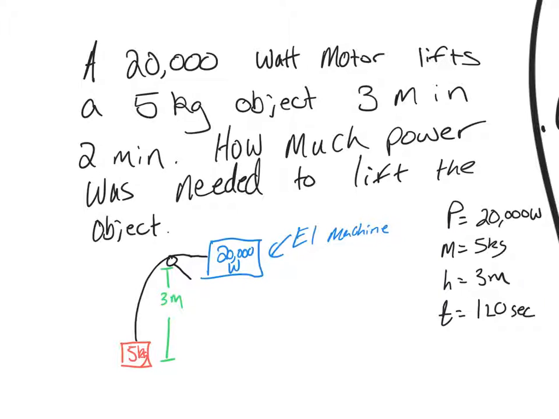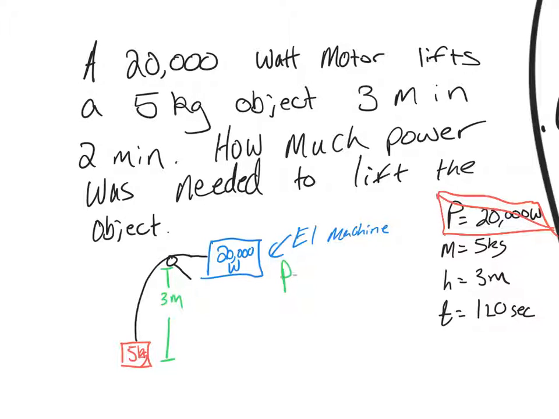A 20,000 watt motor lifts a 5 kilogram object 3 meters in 2 minutes. How much power was needed to lift the object? Okay, so you've got power is 20,000 watts. We don't need that because we are not looking for the power. We're looking for the power that was needed, not the power that it had. Okay, so then we are going to have to find power.